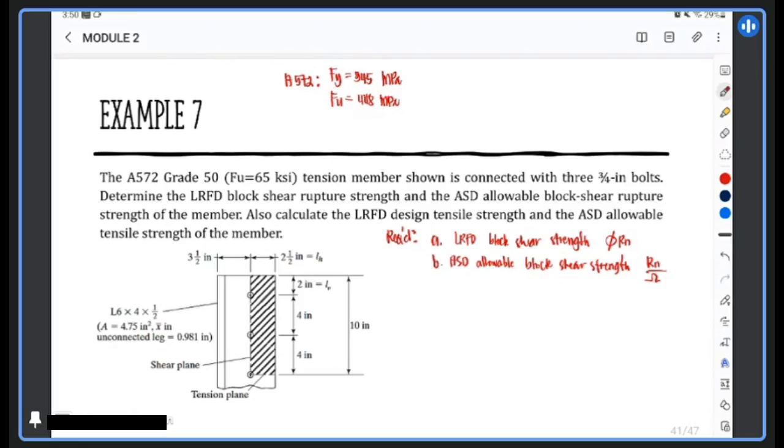Now we have to convert the given values into equivalent SI units. Please use your calculators.